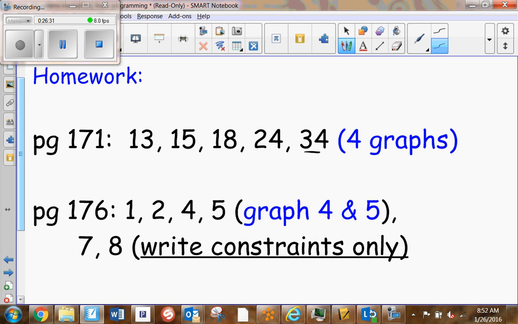And on 7 and 8, they're word problems. But all you need to do is find the constraints. You don't need to do the whole linear program thing. Just find the right constraints at number 7 and 8.